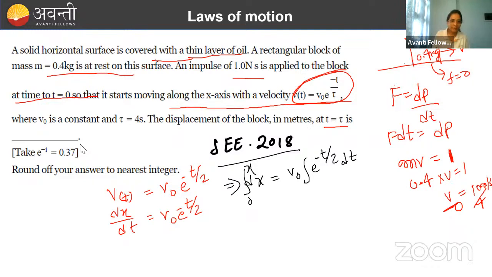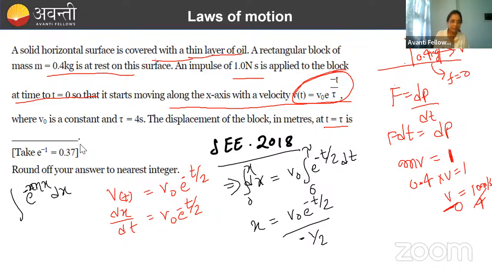Done. And we have to find displacement from 0 to 4 seconds, t equal to tau, so 0 to tau. So x value will be equal to how much? V naught e to the power minus t by tau, and minus 1 by tau will be in the denominator, because if we are integrating e to the power minus nx dx, then its integration will be e to the power minus nx divided by minus whatever coefficient is there. That is why I have written it here like this.